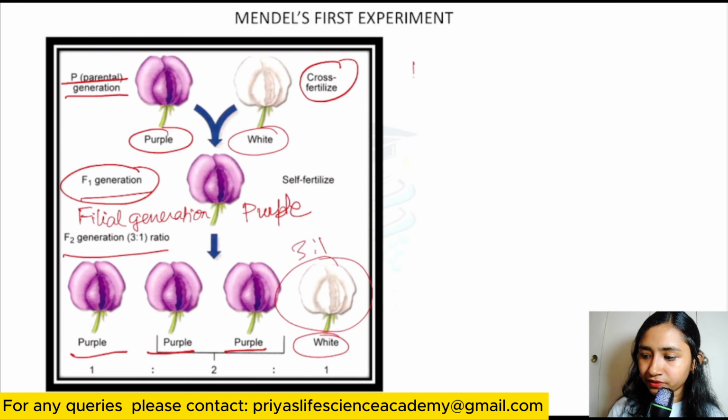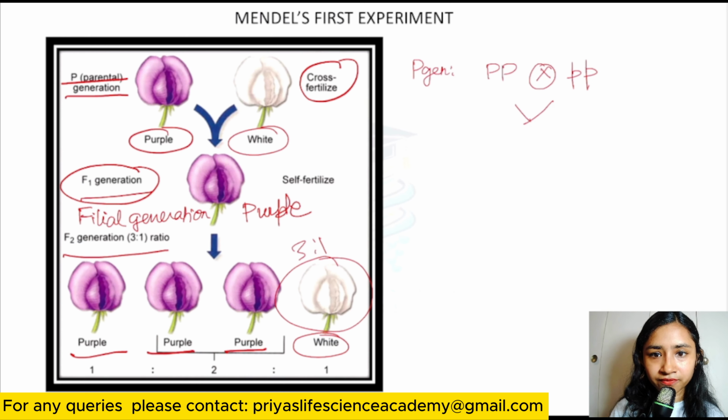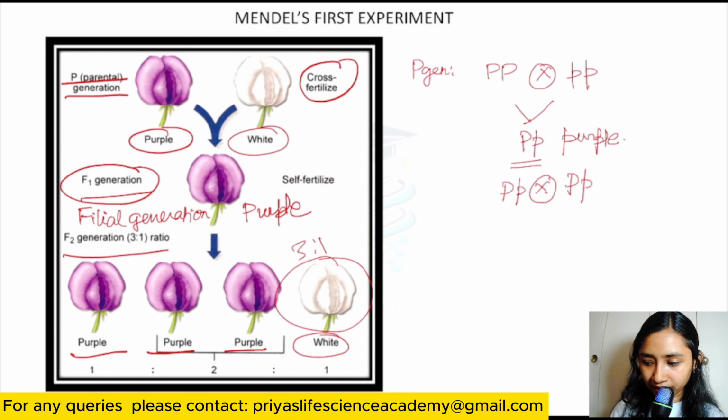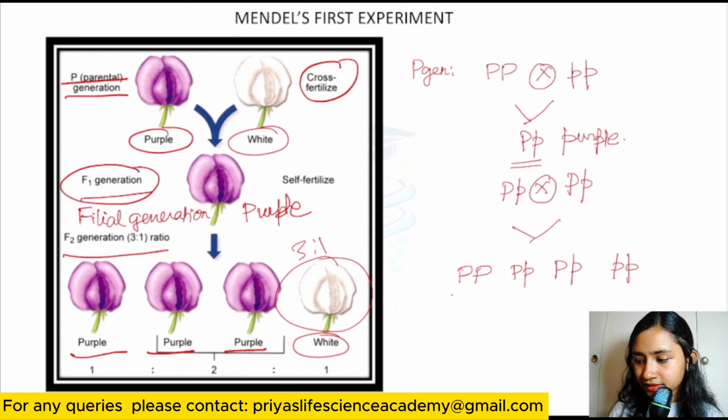That is, from the P generation, capital P purple and small p white, and when they are fertilized, they produce capital P, small p, that is purple. Then again, when these flowers are self-fertilized, they give capital P, capital P, capital P, small p, small p, that is 3 purple and 1 white.